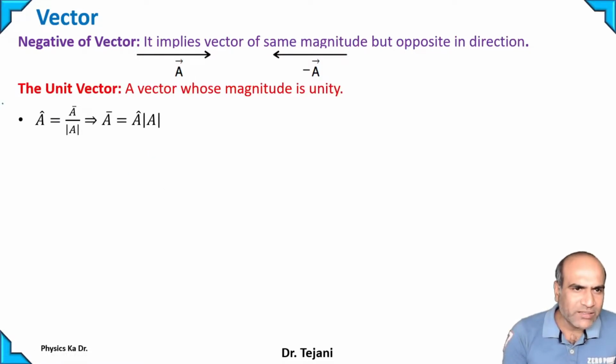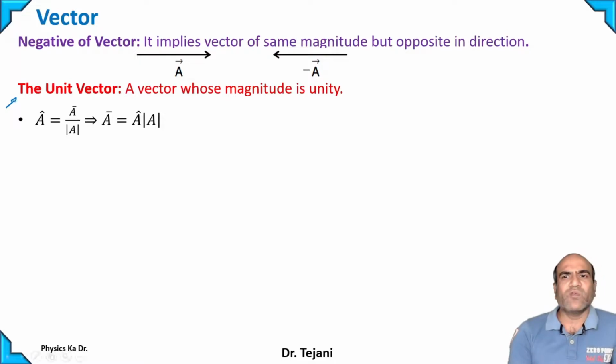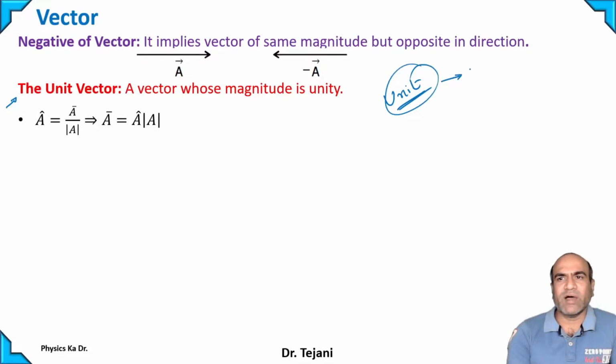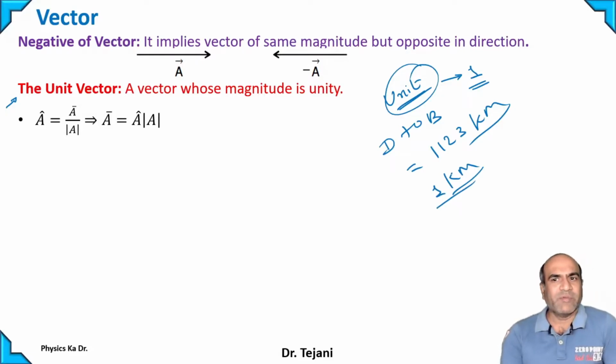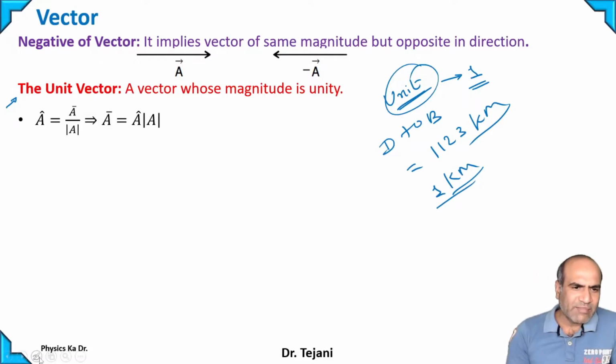Then, unit vector might be something new for you. You know that unit, or unity, simply represents one. For example, the distance from Delhi to Bombay is 1123 kilometers. But if I take the unit, its unit is kilometer. It's 1 kilometer if you take it, which will be precise, right?